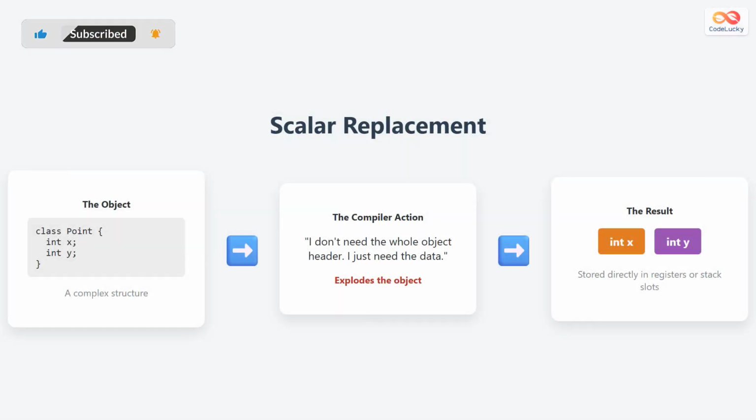Escape analysis enables an even more powerful optimization called scalar replacement. If an object does not escape, the compiler might not even create the object at all. Instead, it explodes the object into its primitive parts, like integer x and integer y, and stores them directly in CPU registers. This eliminates the object header overhead entirely.